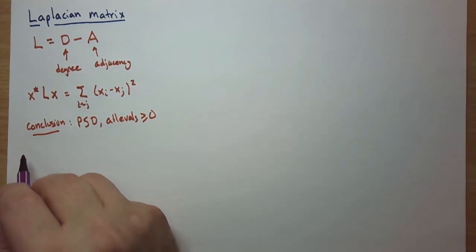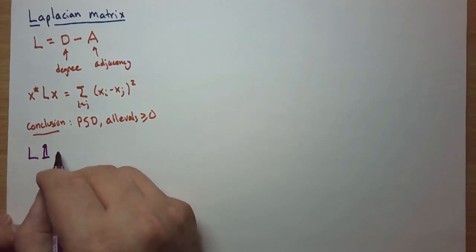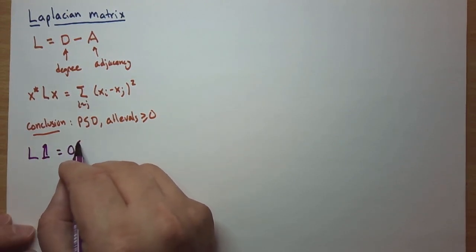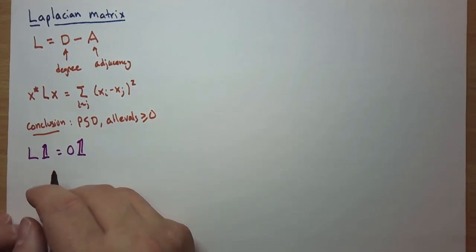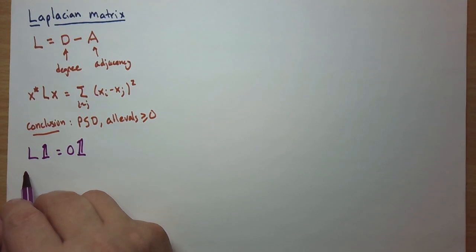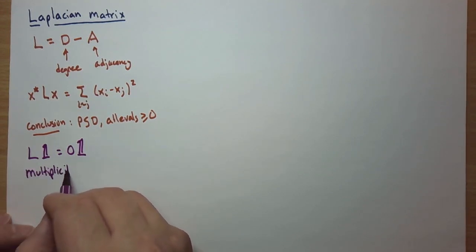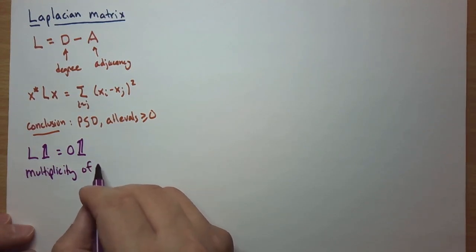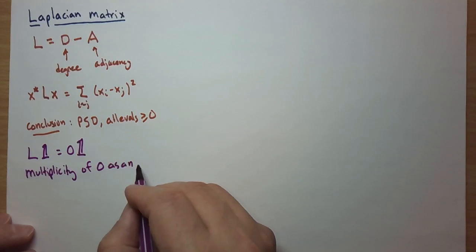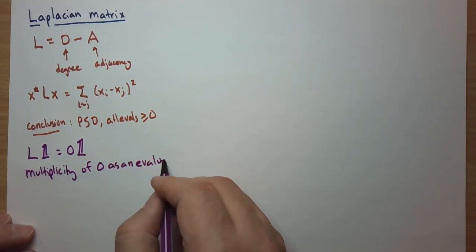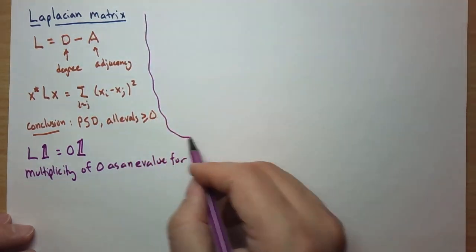We also saw that if you take L times the all ones vector, you always get 0 times the all ones vector, which means that 0 is always an eigenvalue. So now I want to talk about the multiplicity of 0. Can we say something about that? So the multiplicity of 0 as an eigenvalue for the Laplacian matrix L.